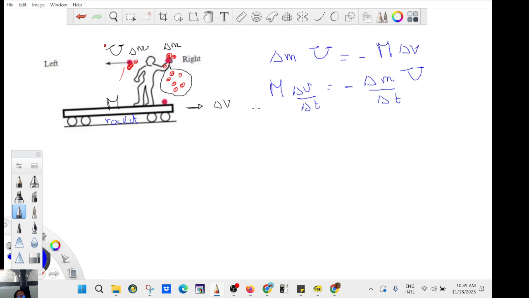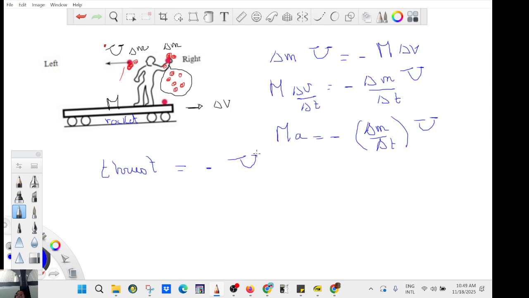Acceleration, very good, right? So that will be the acceleration of my rocket. So MA equals minus delta M over delta T times the speed. And MA, the mass of the rocket times acceleration, that's what we call the force, the thrust. That's going to be my thrust, right? And that thrust will be minus.